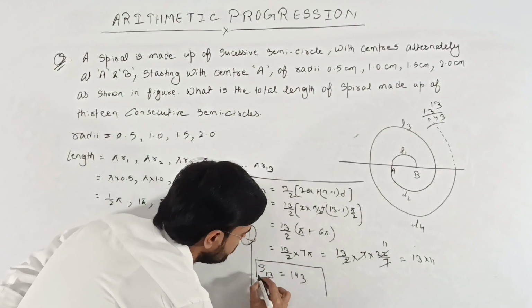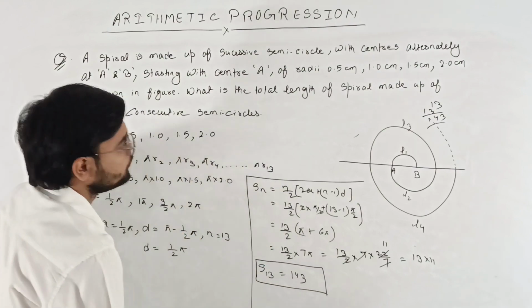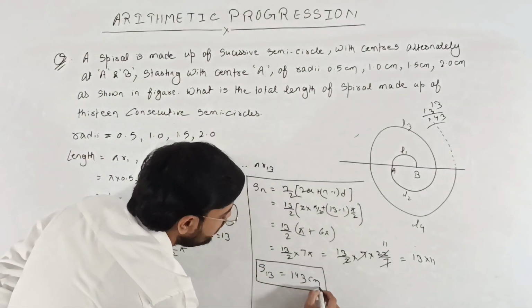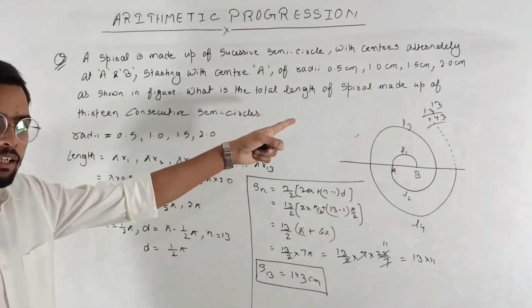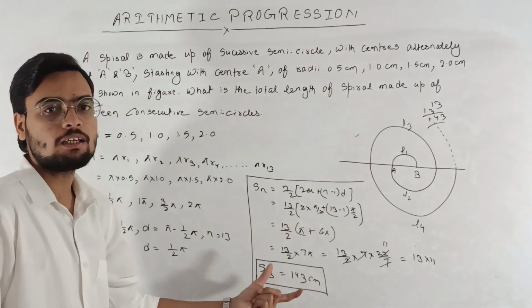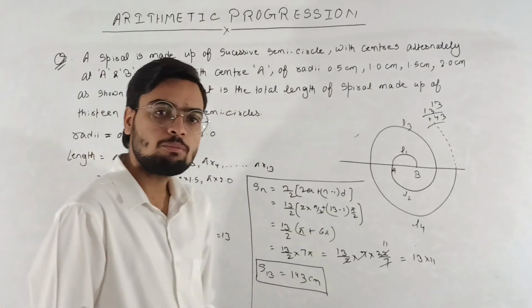143. And this 143 is in centimeters. Why? Because the radius is in centimeters. So the length of the spiral is 143 centimeters. Understood? Let's see one more time.